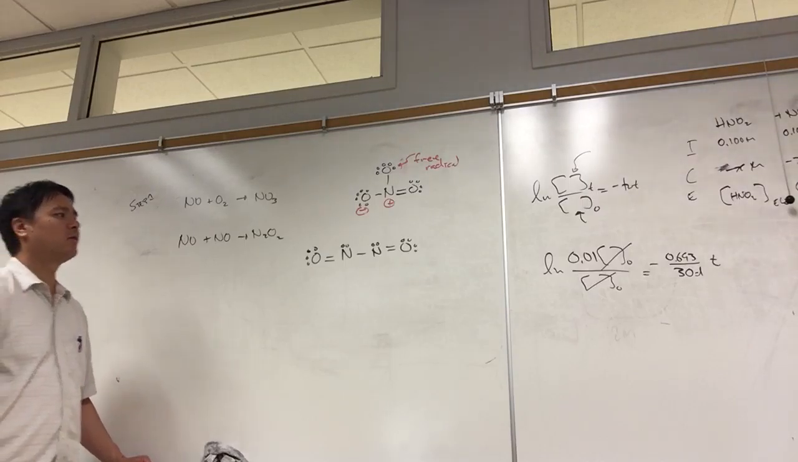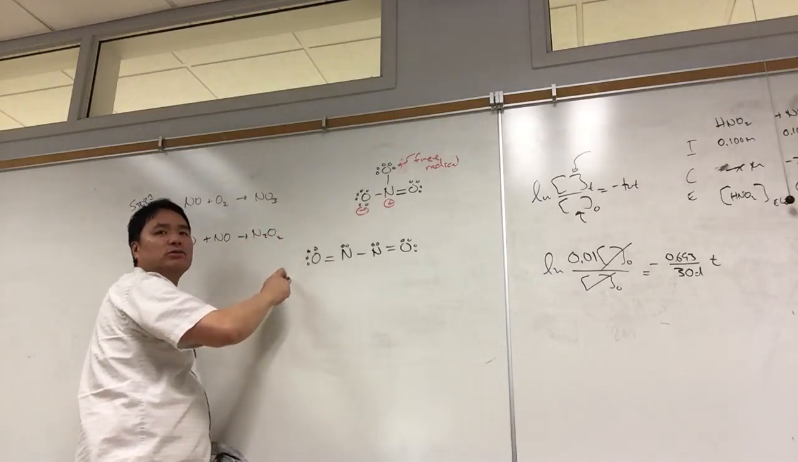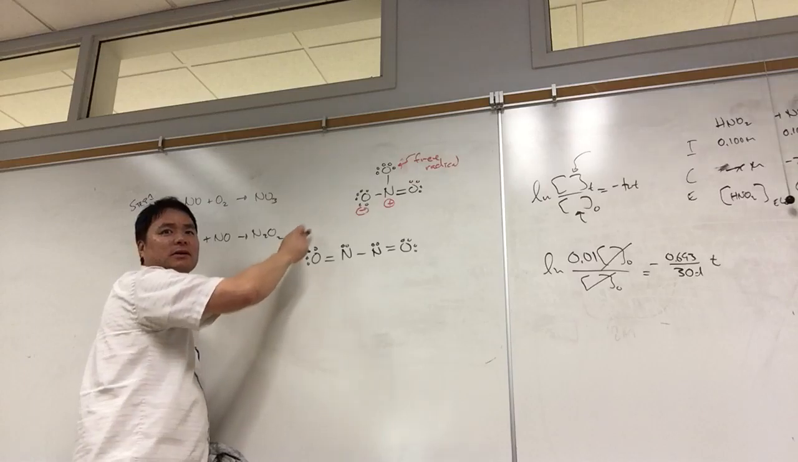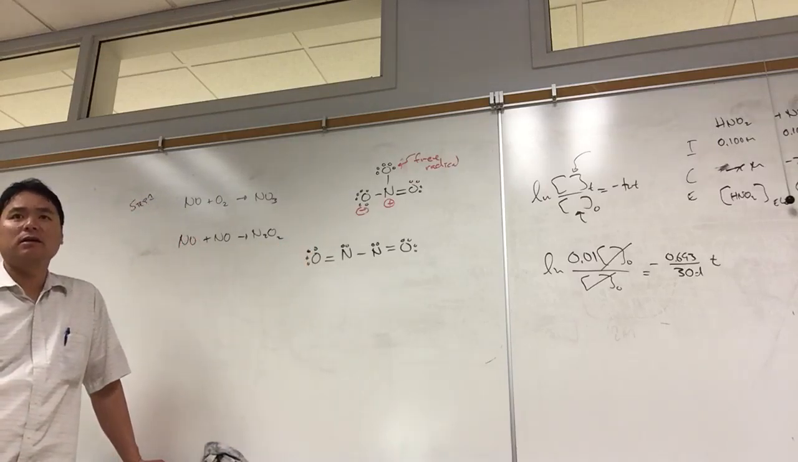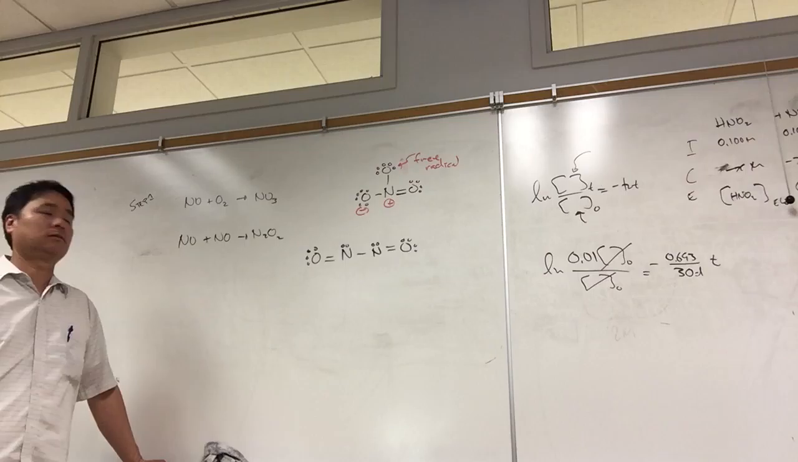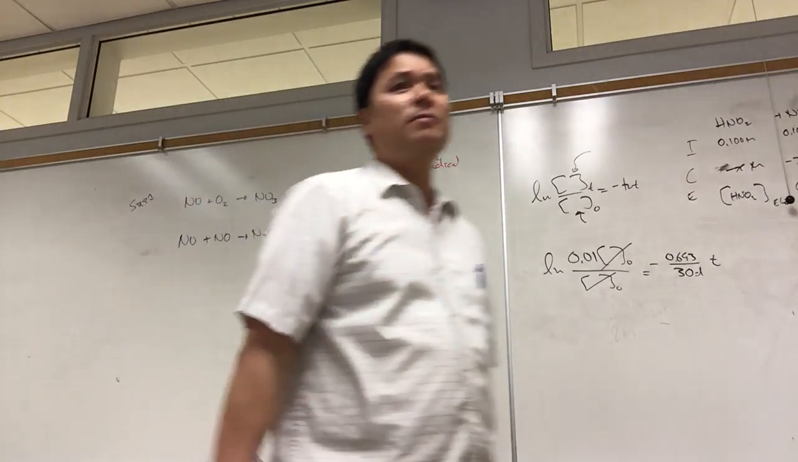Which one would be the more likely product here? N2O2, which is a lot more stable than NO3. NO3 is not good when we have a choice between NO3 and N2O2. I would have gone with N2O2. It's a lot more stable.